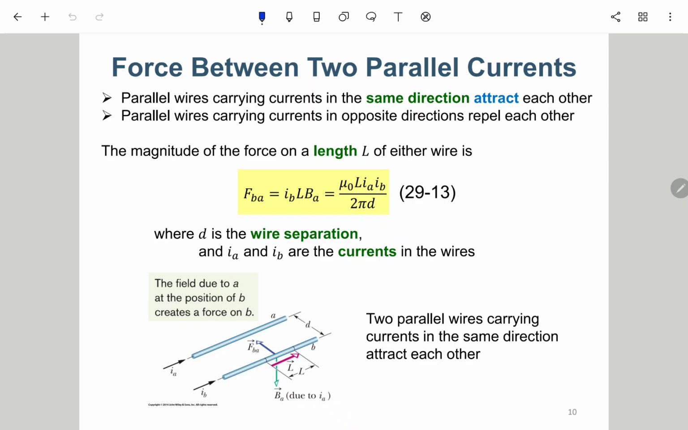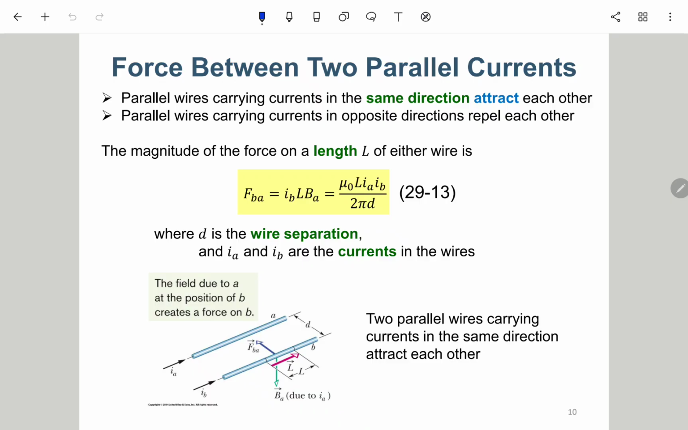If a current inside the B field has an angle between them, then there will be FB equals IL cross B. That is another form of the Lorentz force. Here we have two parallel currents. The currents can be in the same direction or in opposite directions.